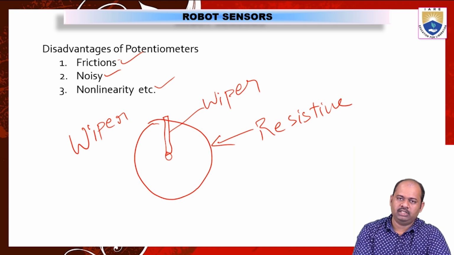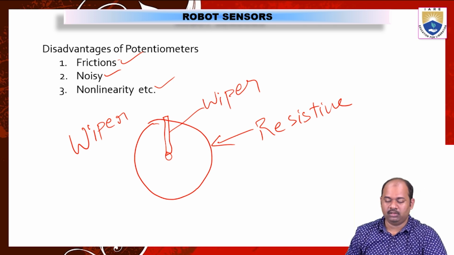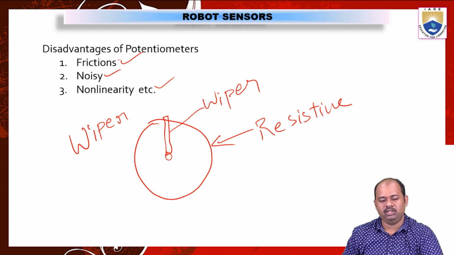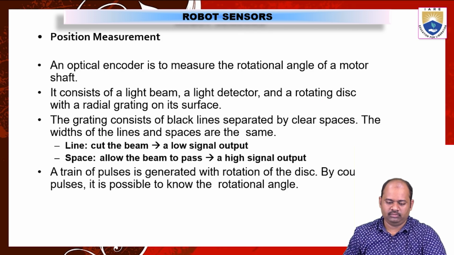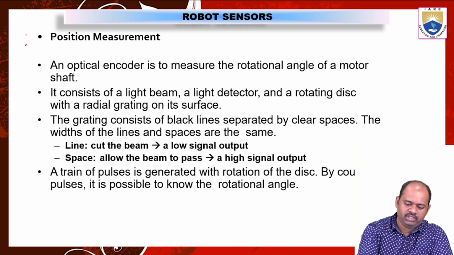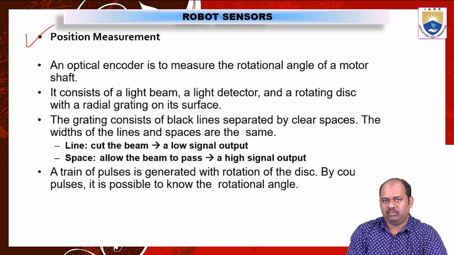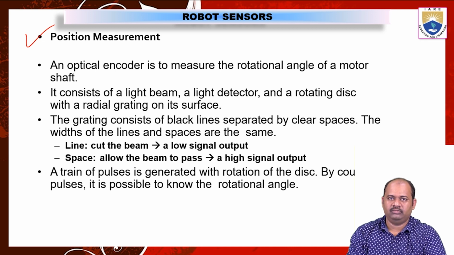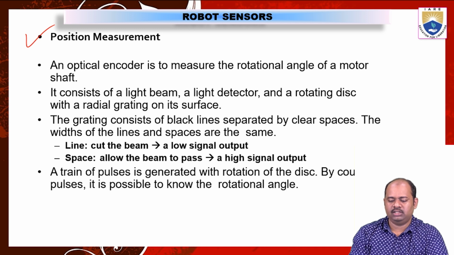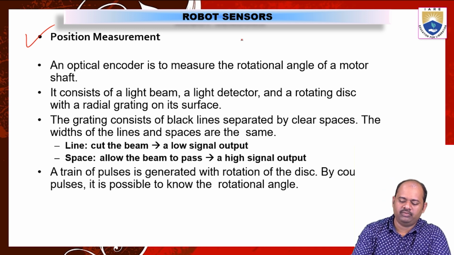Apart from these disadvantages, potentiometers are very useful in measuring the position and velocity of the robotic joint. Next, position measurement. To measure the position of the robot, we have used a potentiometer. Now, we have another device which can measure the angle through which the robot has rotated. For this, we are using another kind of sensor, which is called an optical encoder.